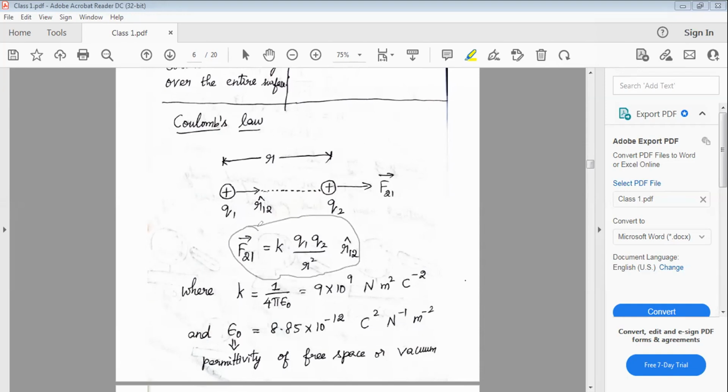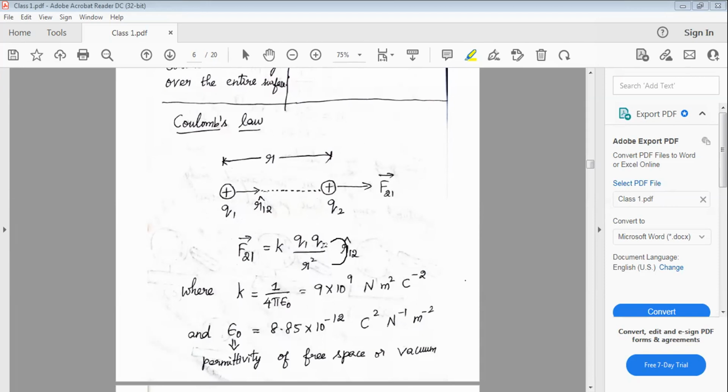So what does it mean? You have charge Q2 here, and F21 means the electrostatic force exerted on charge 2 by charge 1. The force exerted on charge 2 by charge 1, represented by F21, is equal to K Q1 Q2 by R squared into R12 cap.